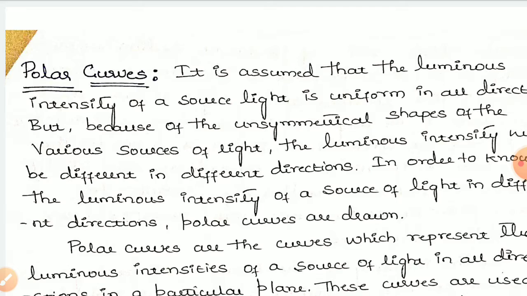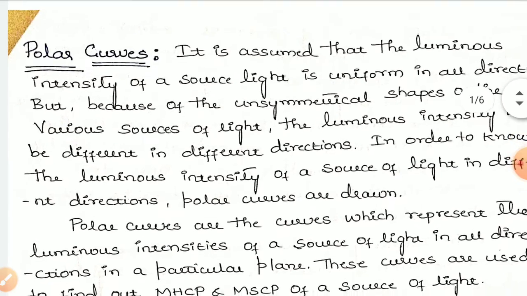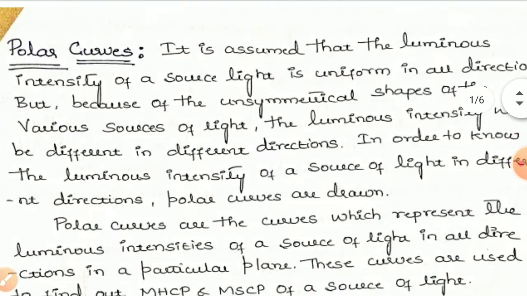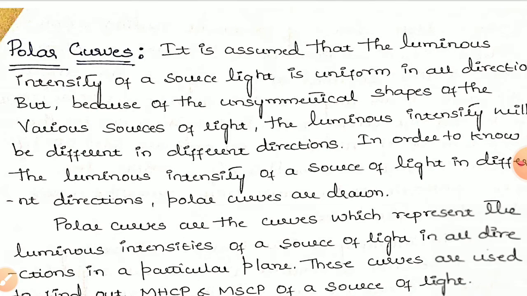Polar curves are nothing but curves which are drawn to find out the luminous intensity of a particular lamp. Okay, so in most of the lamps or light sources, the luminous intensity is not the same in all the directions.